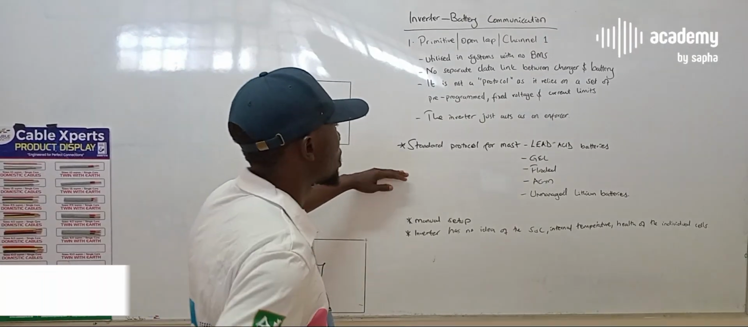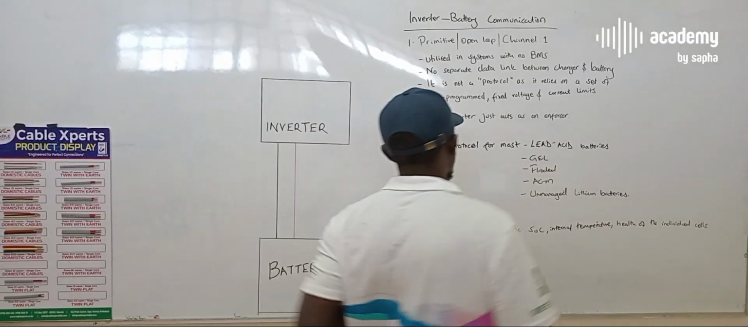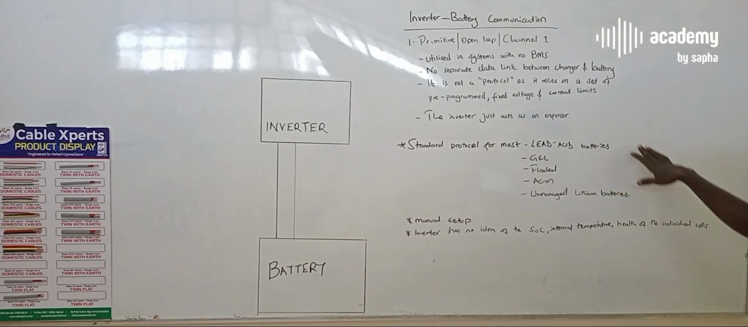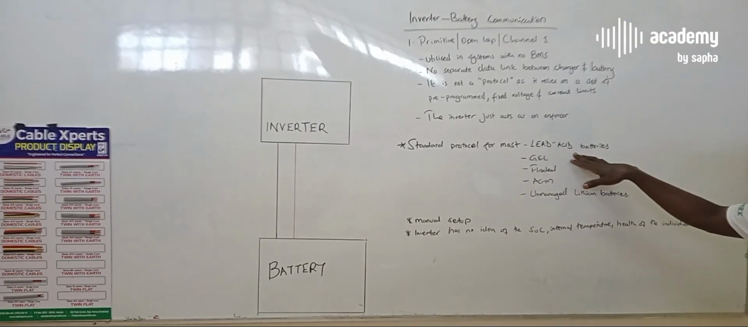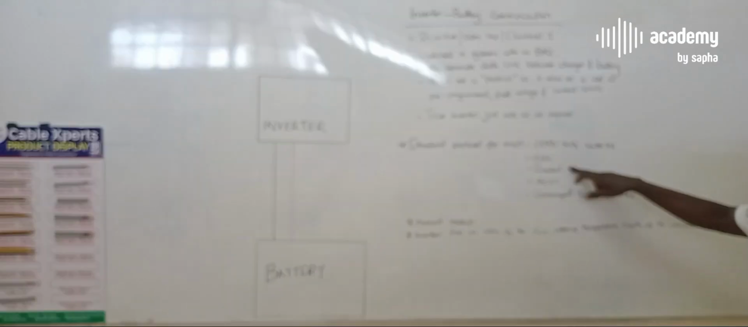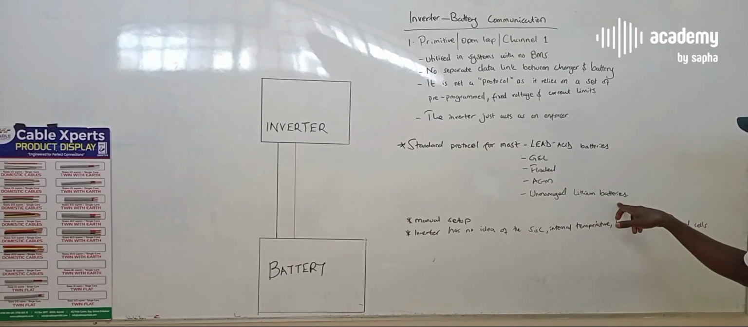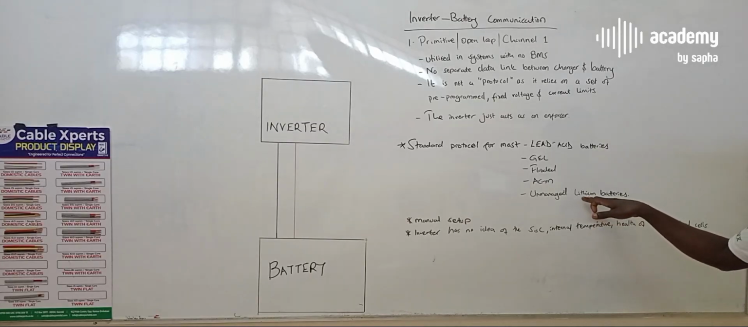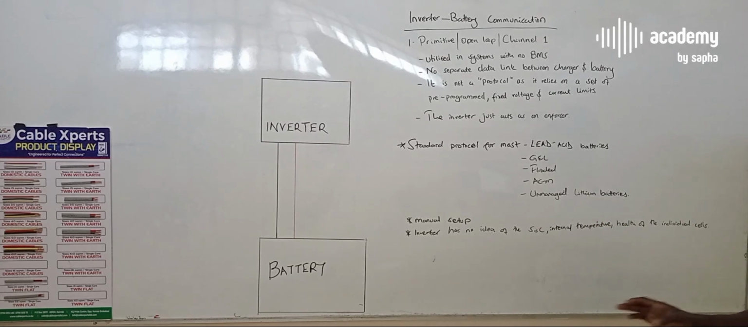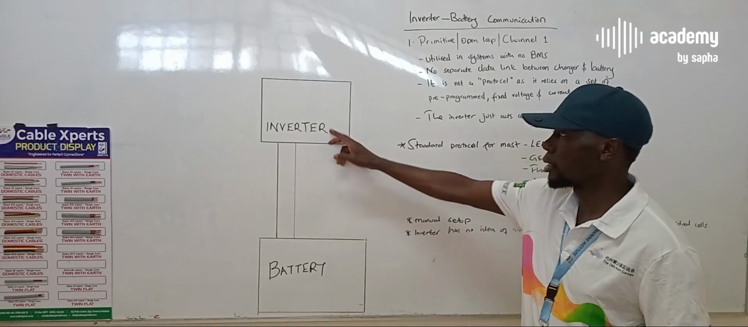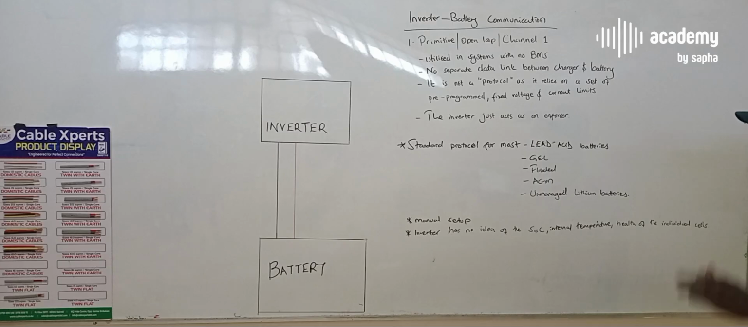So this system is widely practiced with these categories of batteries. So we have the lead acid batteries, the gel batteries, the flooded batteries, the AGM batteries, and the unmanaged lithium batteries. So these are, I think, the low-end category of the lithium battery technology. They're just the lithium pack with no form of communication or an extra control gadget between the battery and the inverter to monitor the cells and everything.